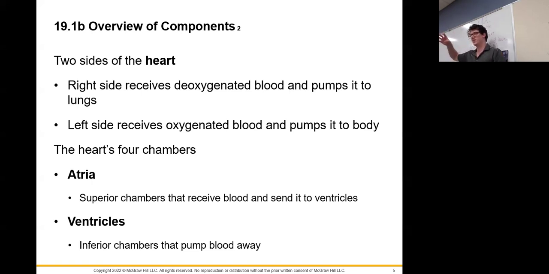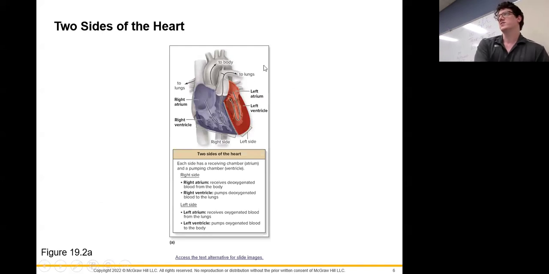Okay. So the right side is going to be where we get blood from the body that has been deoxygenated. It's going to then pump it to the lungs where it gets oxygenated, and the left-hand side will then receive that oxygenated blood and then pump it out to the rest of the body. Now, each of these two sides is going to be split into an upper chamber and a lower chamber, okay? So these superior chambers are what we call atria, okay? So the upper chambers are atria, the lower chambers are ventricles.